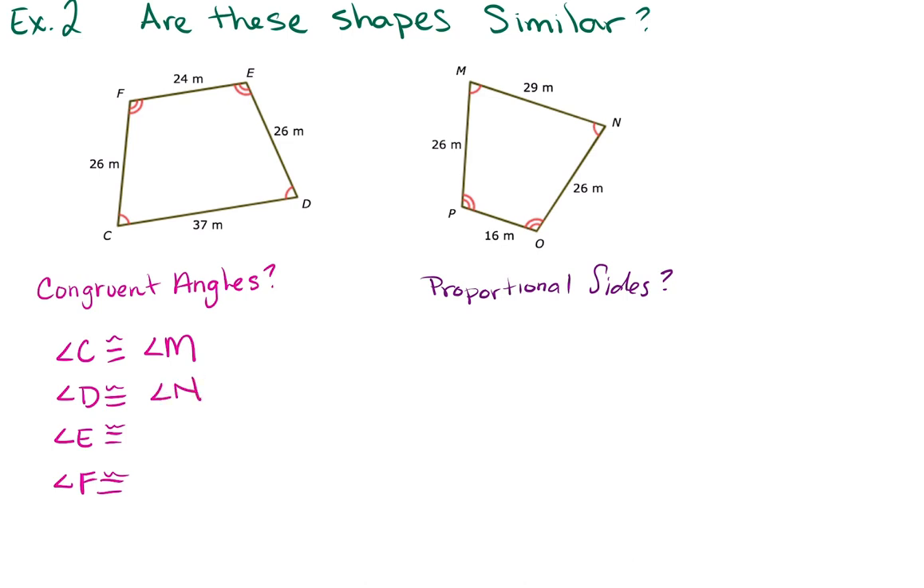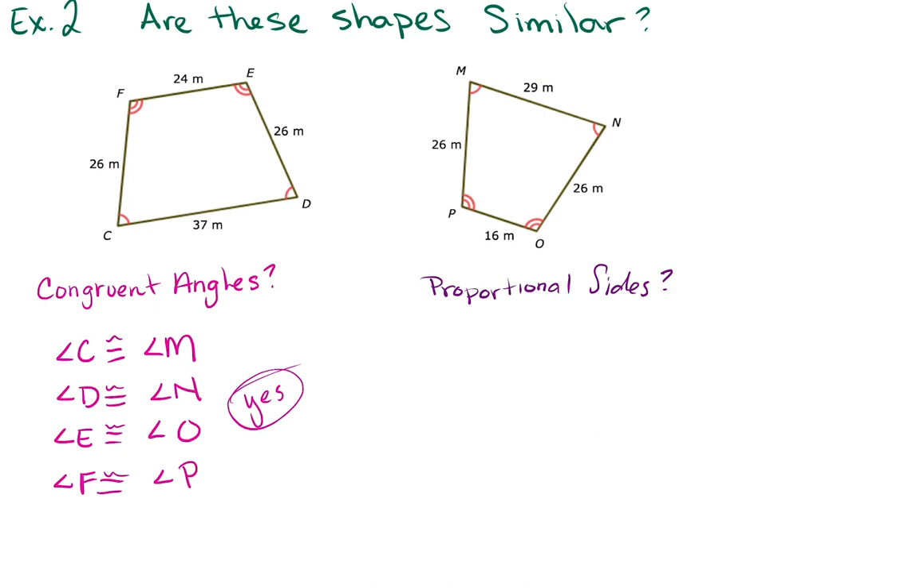And then E is a double arc angle, and it looks like I'm going around in a circle, so I did C, D, E, F, and then I started with M, and I'm going M, N, O, P. So I am just going to go ahead and write angle O and angle P. To answer the congruent angles question, the answer is yes, all of the angles have a congruent match in the other shape. I've satisfied the first condition of proving similarity. I still have to figure out the proportional sides.